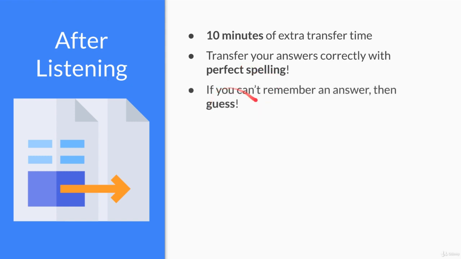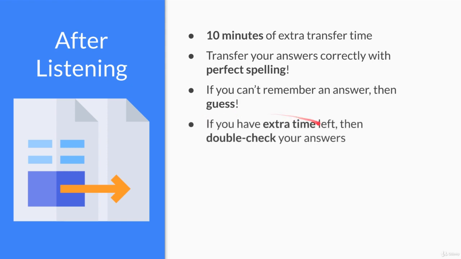Next, I've already mentioned this. If you can't remember an answer, then just guess. It's always best to guess than to leave it blank. Finally, if you have some extra time left, then go ahead and double check your answers. It may be that perhaps you ended up transferring all your answers to the answer sheet and now you have some extra time left. If this is the case, then double check your answers and double check your spelling. Make sure that you have spelled the words correctly. Great. So that's what you should be doing in a listening test.